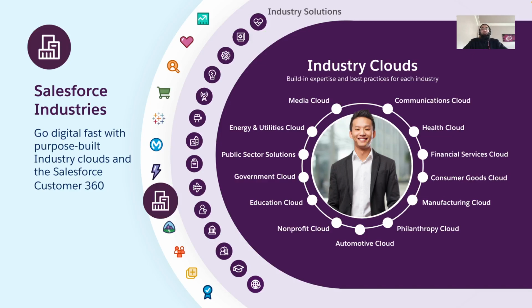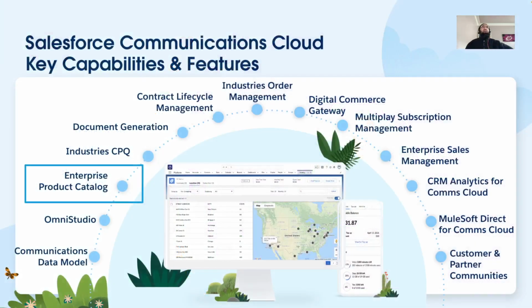So before we go into further details about the enterprise product catalog, I would like to provide context of which cloud supports EPC. There are many industry clouds today, and there are three specific clouds: the energy and utilities cloud, the media cloud, and the communications cloud that have the EPC module as part of their capability. If you look at the communications cloud, these are the key capabilities and features available in the communications cloud. And when you purchase communications cloud, the EPC component is bundled with it.